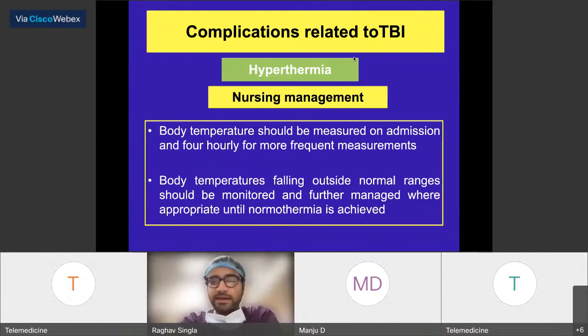As part of nursing care, we recommend frequent measurement of the body temperature. This should be done on a 4 or 6 hourly basis. In some patients, this may be required even more frequently than that. And any abnormal body temperature, whether it is too high or too low, must be reported.